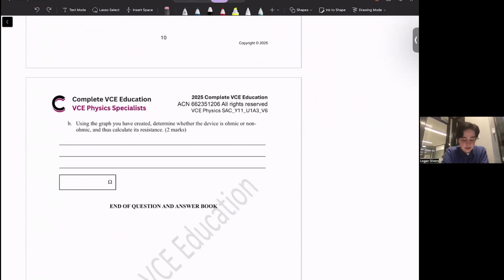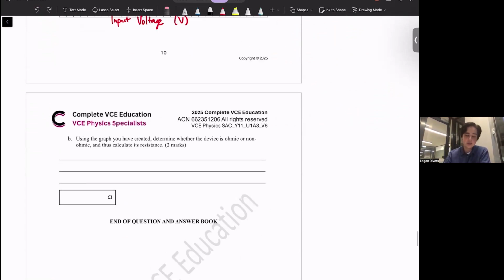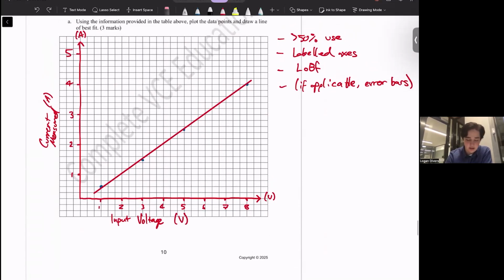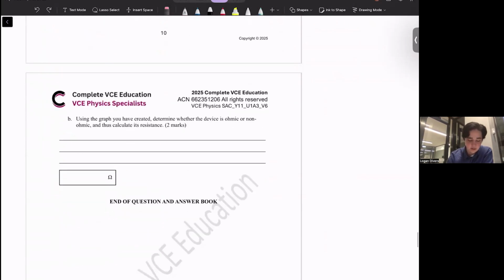B, using the graph that you have created, determine whether the device is ohmic or non-ohmic. Thus calculate its resistance. When it comes to a current and voltage graph, there's one very easy way to tell if it's non-ohmic or ohmic. This line here, as we just established, was very easily drawn as a straight line. That means that it is ohmic. The current and voltage increase linearly, essentially. So what we're saying is that it's following the Ohm's law formula, V equals IR.